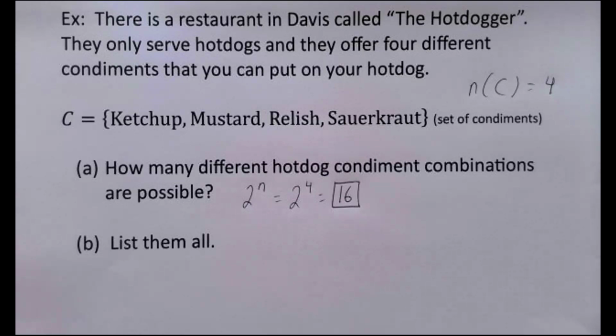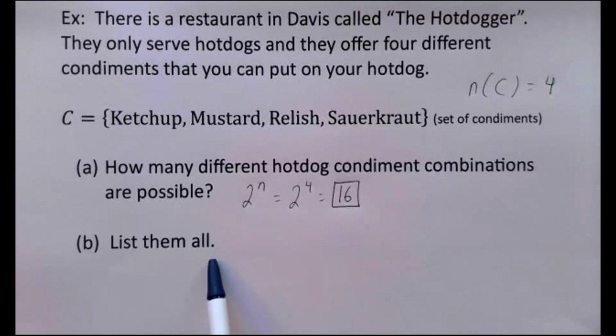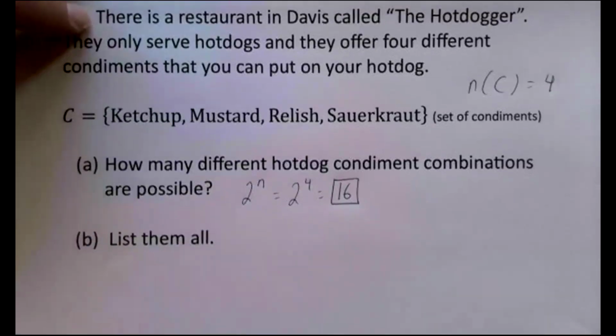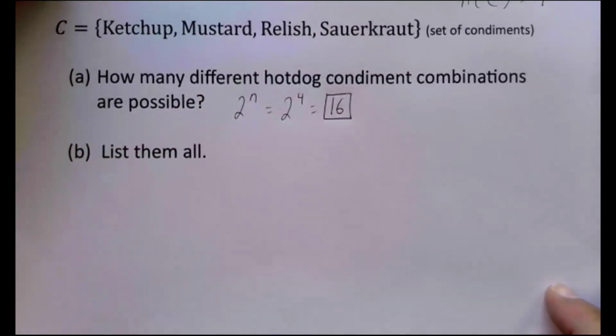But what are they? That's what the next question is asking. What are all of the subsets? This part A was just saying how many are there? Part B is saying, tell me what they are. Tell me all the different types of hot dogs you could order. I know there's 16 answers, but show me all 16. That's what we're being asked down here.